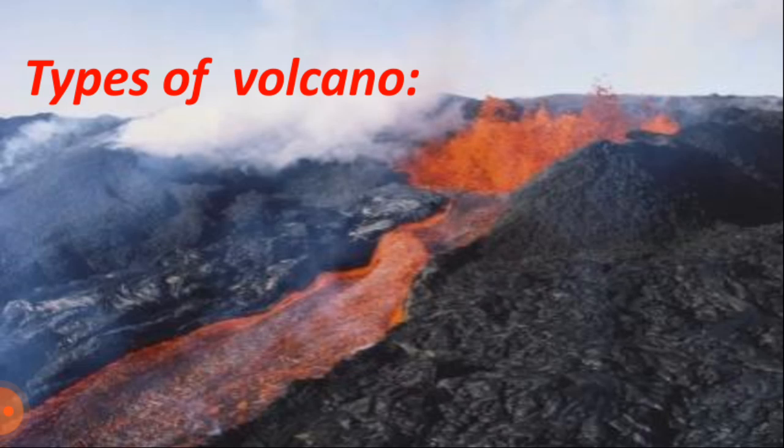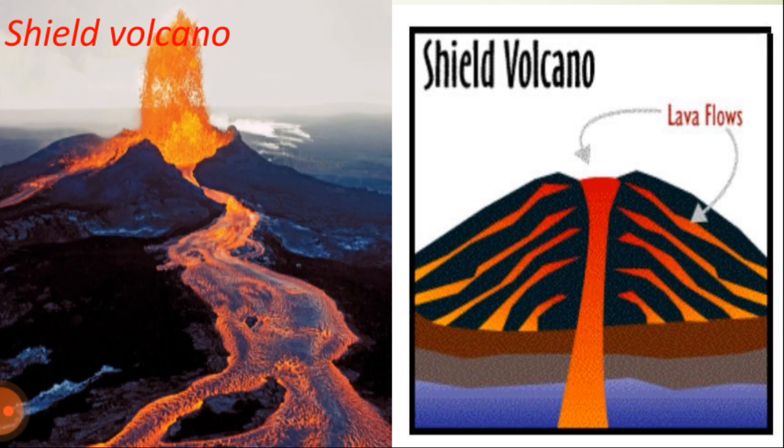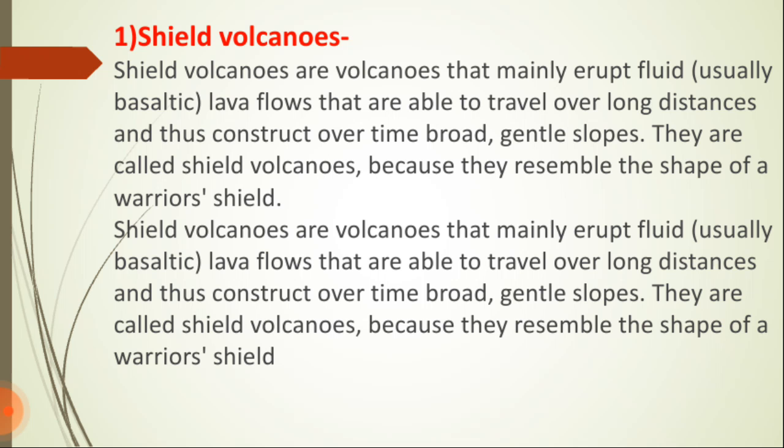So now let us try to understand the types of volcano. This is the first type of volcano, that is shield volcano. We can see the image. The lava is coming out, it is flowing straightwards. Shield volcanoes are volcanoes that mainly erupt fluid, usually basaltic lava flows that are able to travel over long distance and thus construct over time broad, gentle slopes. They are called shield volcanoes because they resemble the shape of a warrior's shield.